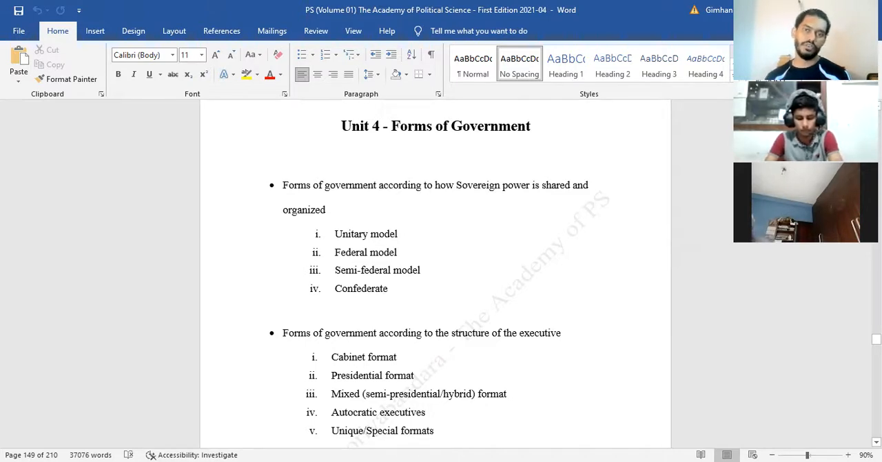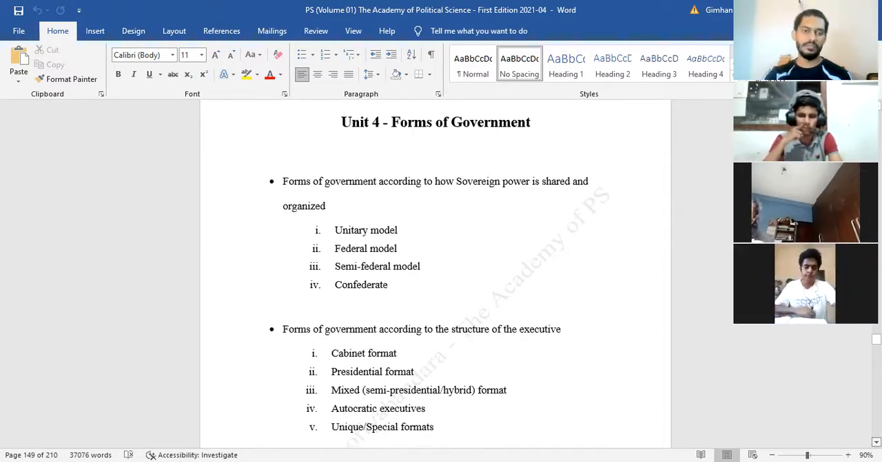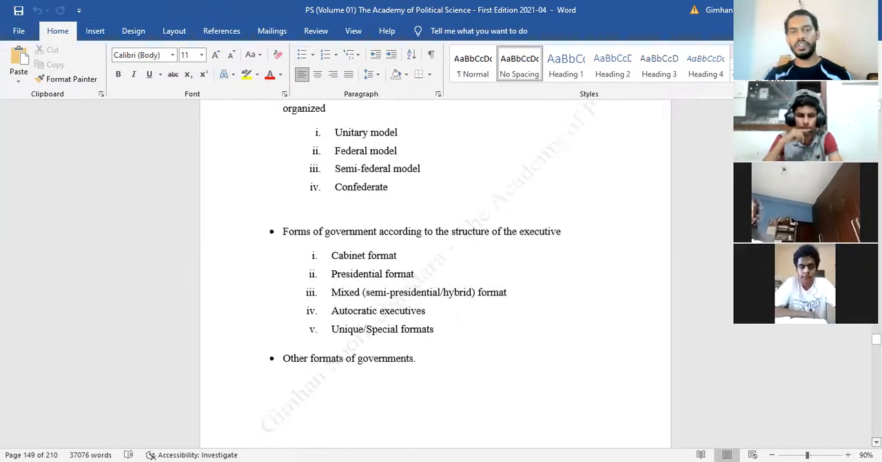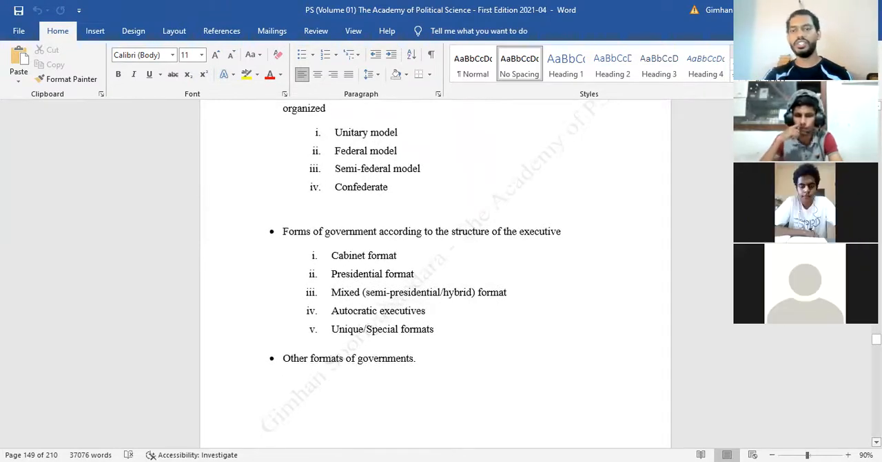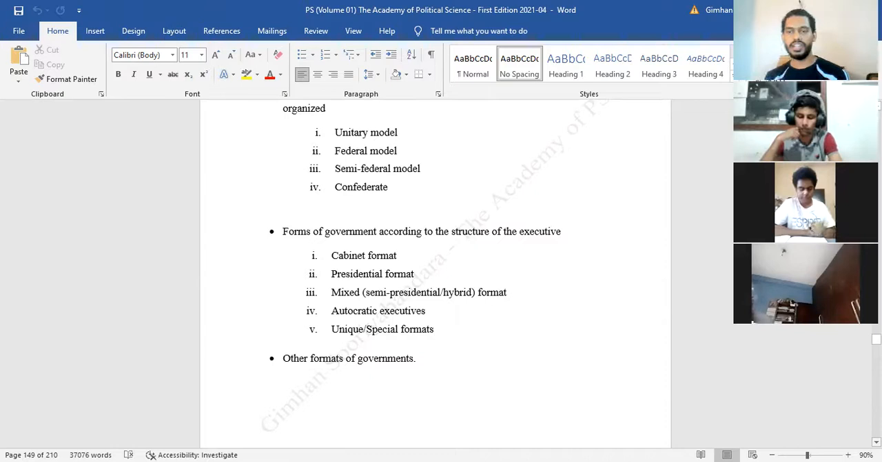Now, as I told you before, governments can be categorized in various different ways. Now, the previous syllabus of political science dealt with many of these categories. Here we are mainly looking at two. Okay. So this is number one, forms of government according to how sovereign power is shared and organized. That's number one, right? Secondly, forms of government according to the structure of the executive. These two are the ones that you need to look into.